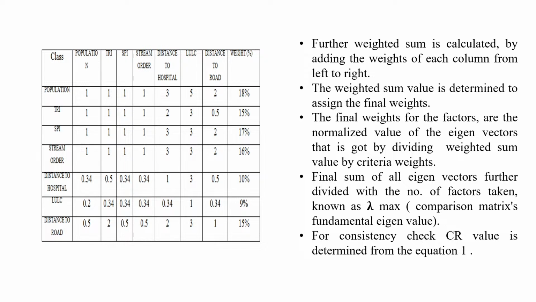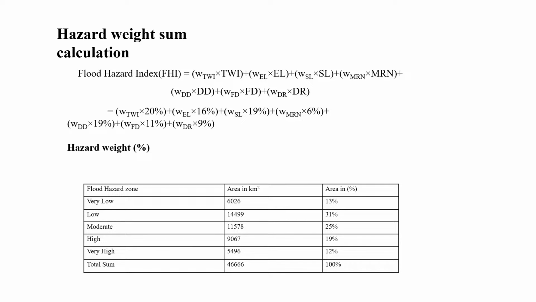Then you calculate the lambda max, the CR value, the index value. So now you have the hazard weight, and you derive the hazard index. So the total affected hazard area is again converted to percentage of area. Okay, in Bhubaneswar, from the area, how much area is very low, low, moderate, high, very high, so according to the categories the percentage is defined. So this is the flood hazard map.